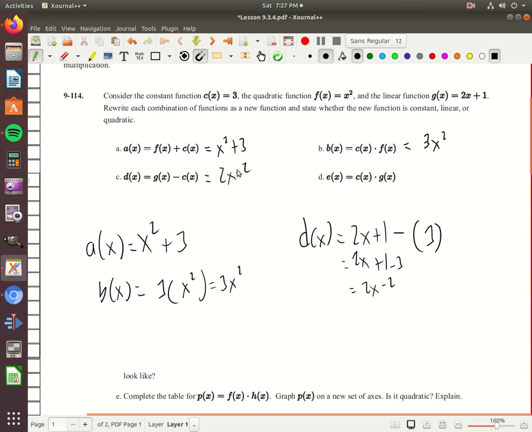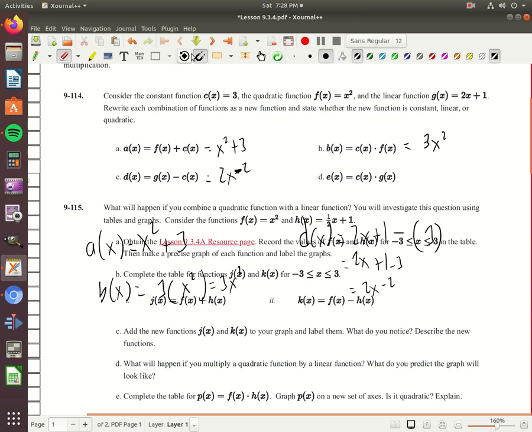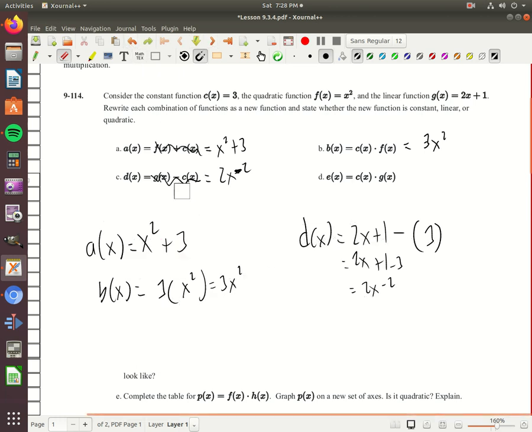So you can see, not too bad. We're just combining functions. And again, I do want to talk about the notation that this is d of x. d of x equals 2x minus 2. a of x equals x squared plus 3. It can also be a of x equals x squared plus 3, or f of x plus c of x equals x squared plus 3, or a of x equals f of x plus c of x, or f of x plus c of x equals a of x. They all equal each other, so it doesn't really matter how that is written there. By the way, that's going to be an equal sign.